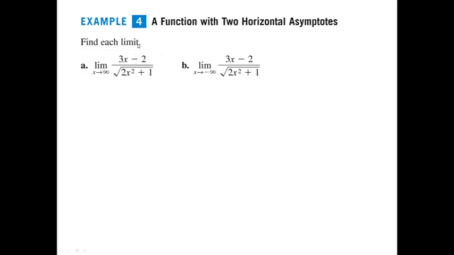All right, here's a tricky one. We have the square root thing going on here. These are both the same function, or the same expression, but this one's trying to get to positive infinity, this is trying to get to negative infinity.